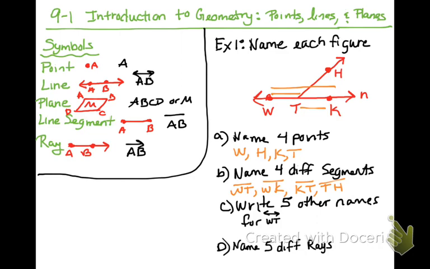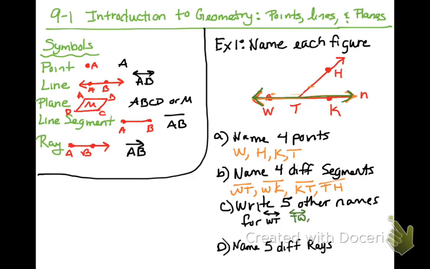Okay, it says write 5. I'm going to erase these. Write 5 other names for WT. So notice it says right here, this is the line for WT. I might make it green so you can see it better. So you have WT is that line. So another way of naming it is switching it out. So you can make it TW. That's another way of calling it.